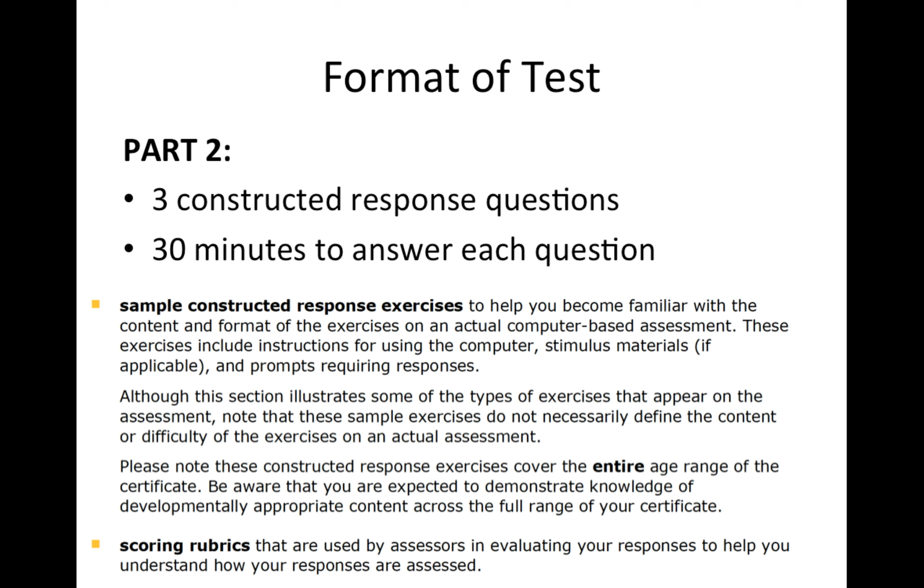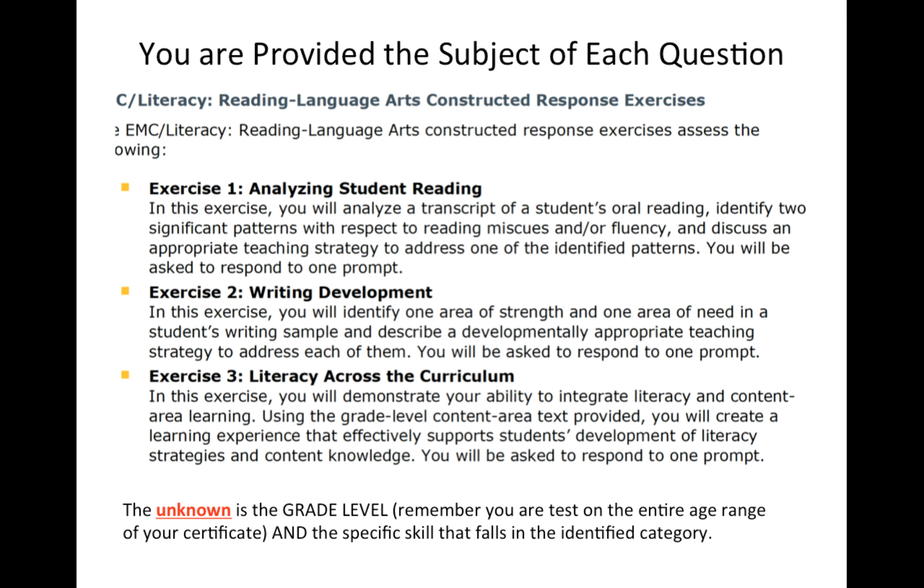Test-taking strategies goes a long way to improving test performance. So we will talk a lot about test-taking strategies specifically with the constructed response questions. So again, open up your Component 1 instructions, and on page 1 or 2 you will see your 3 questions, and then you can move on through past the selected response and get to this part. Here, this is literacy, and you can see they have 3 constructed response questions. The first one will be on analyzing student reading. The second one will be on writing development, and the third will be literacy across the curriculum.